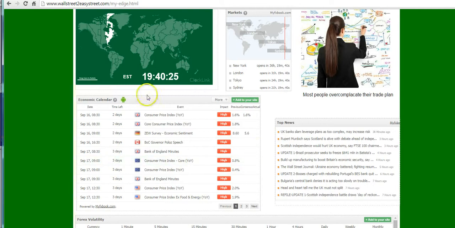So you should have this list, carry it on your phone or in your pocket or somewhere where you know exactly when they're coming out the entire trading week.